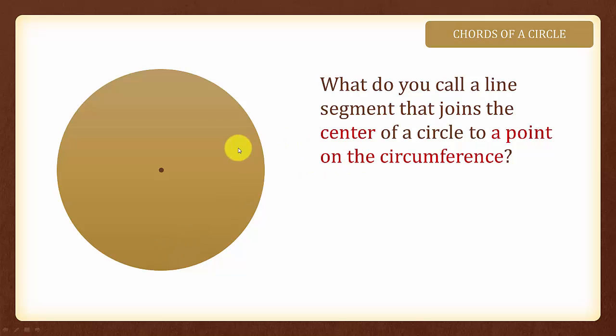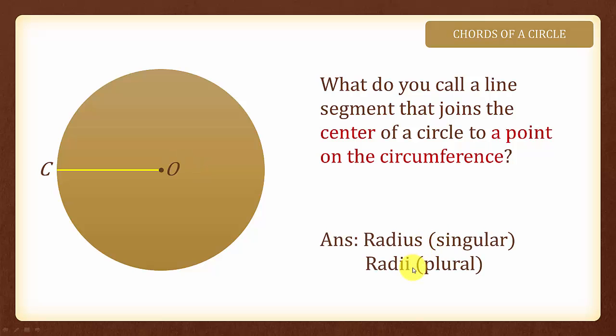Now, what do you call a line segment that cuts through the center of the circle and connects to a point on the circumference? Yes, this is the radius. In plural, we call this the radii. And we have another 2 examples of radius.